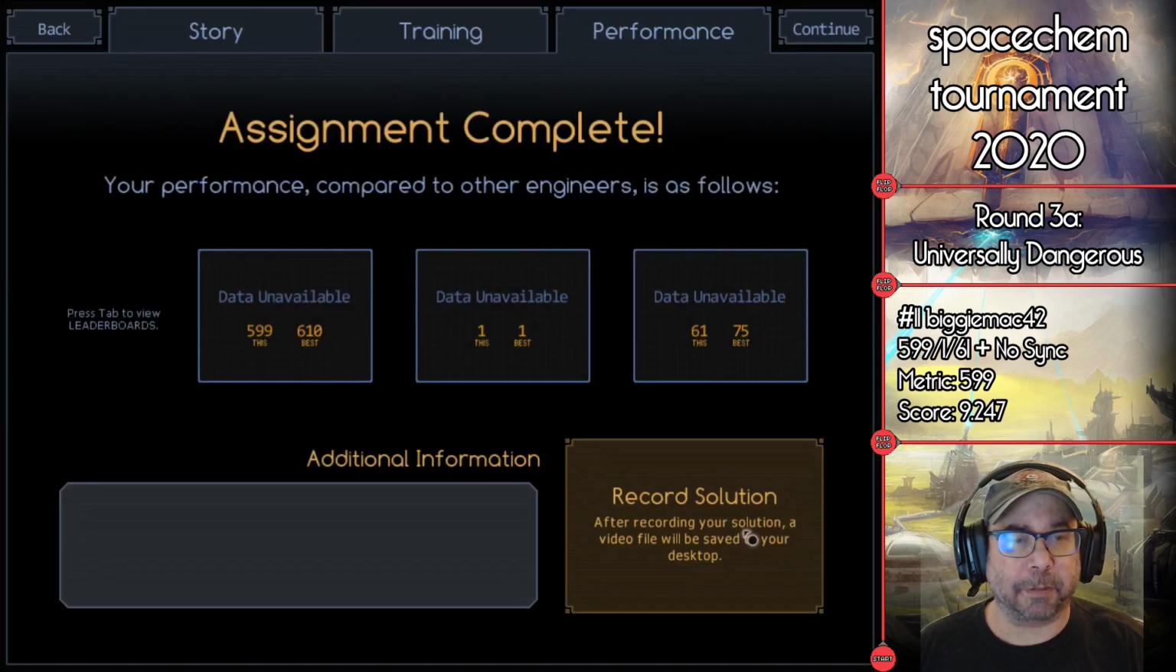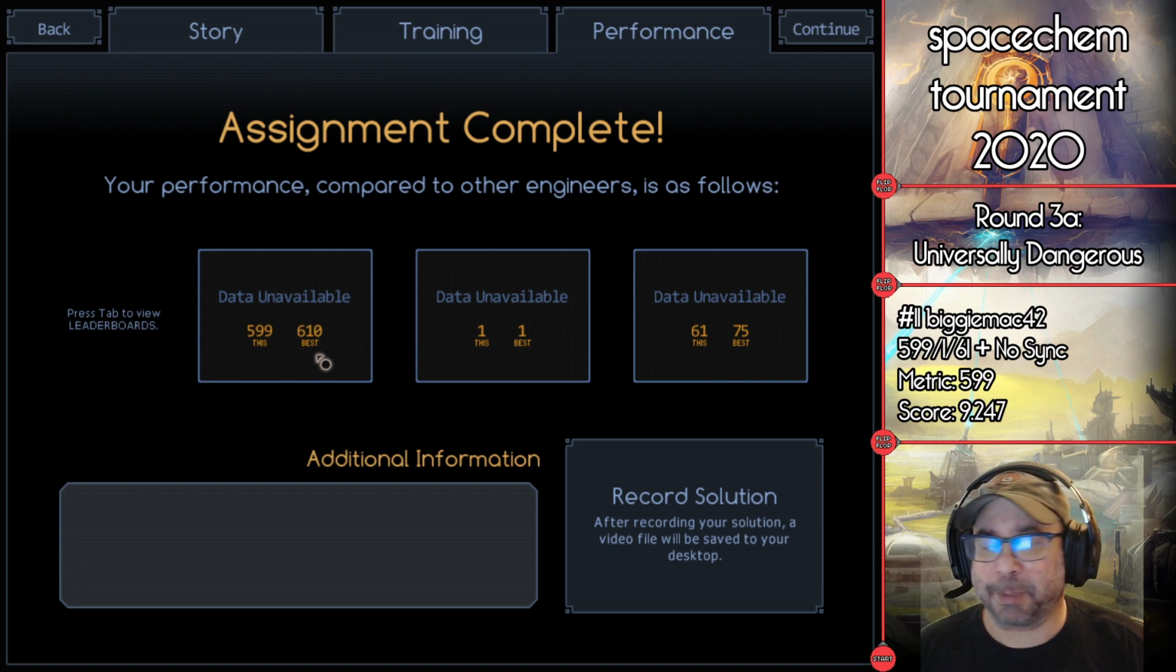Well, let's let it go to completion. 599 cycles, beating out the 610 before it. Gives Biggie Mac an 11th place. Top 10 is coming right up.